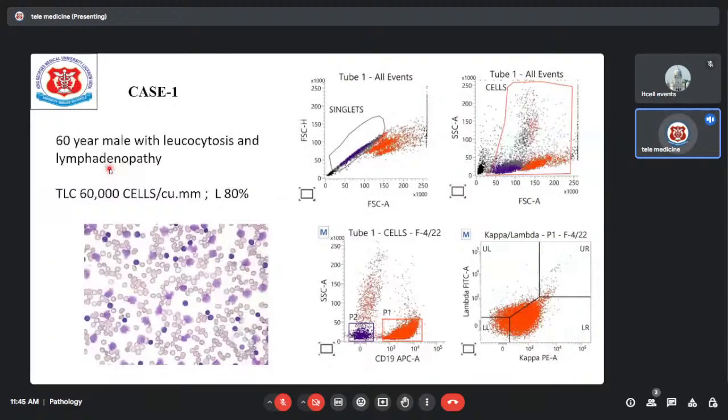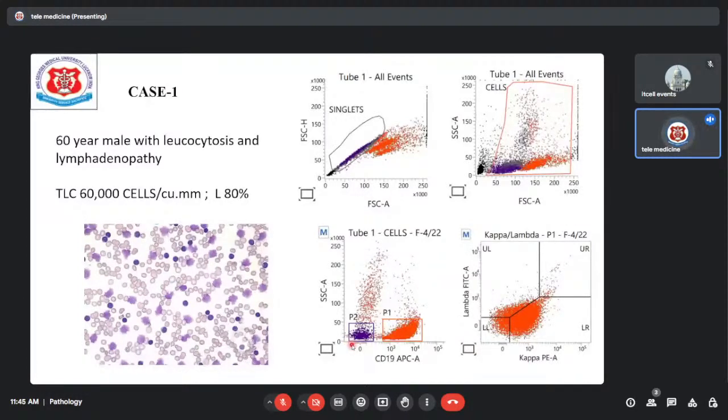Okay, one more thing I wanted to tell you: always look at the normal internal control. So here you have also put a gate, this P2. P2 is what? CD19 negative cells are what? T cells, T lymphocytes.